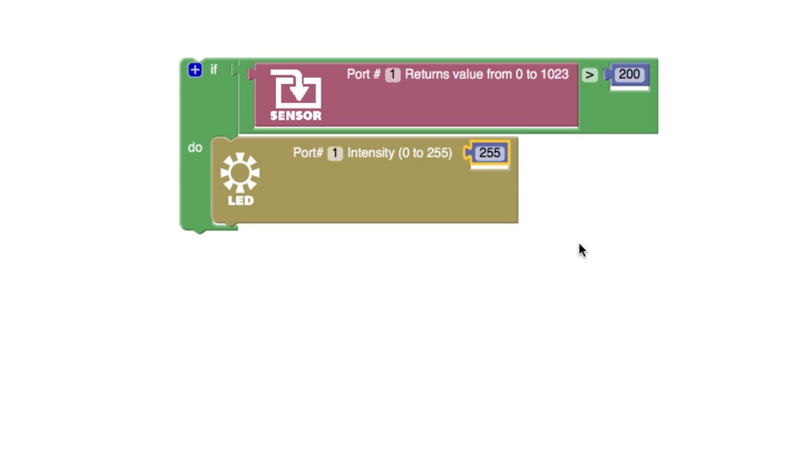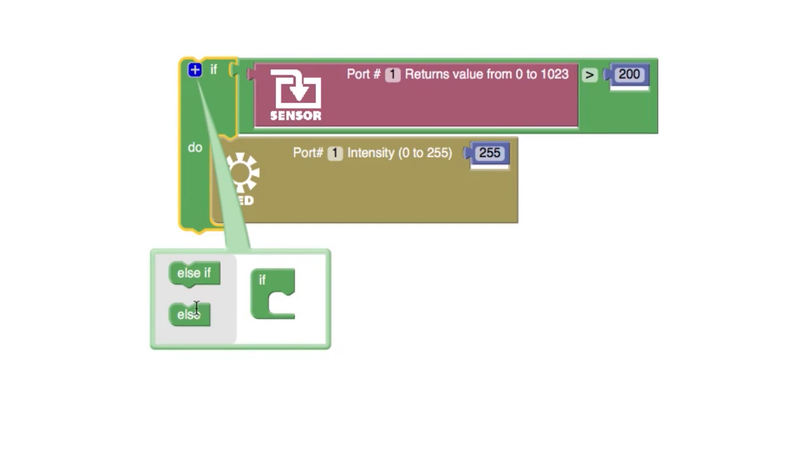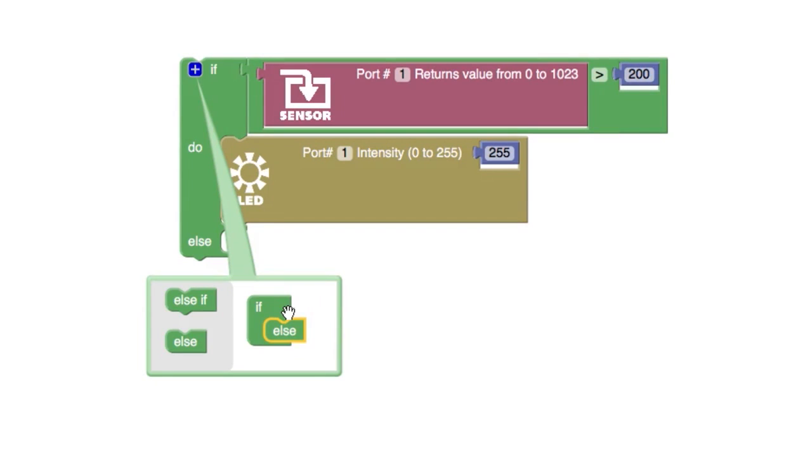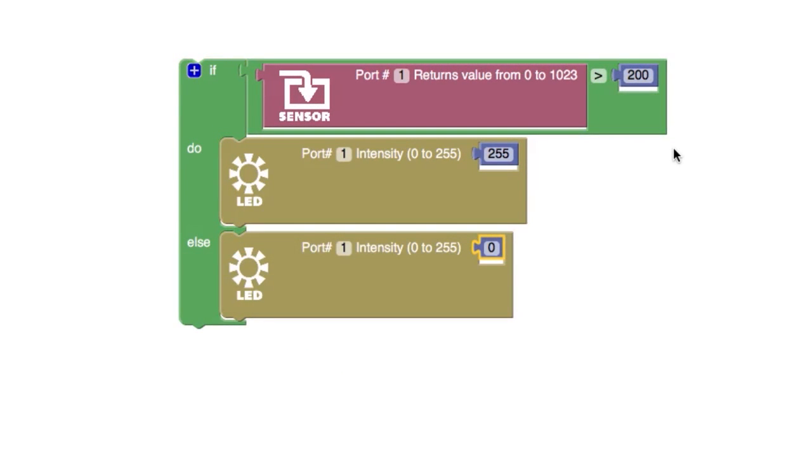An if block can have a second section added that runs if the condition was false. To do this, click the blue plus button and drag the else block into the if. Now the blocks in the do section will run if the statement is true, and the blocks in the else section will run if it is false. For example, this code will turn the LED off if the original condition was not met.